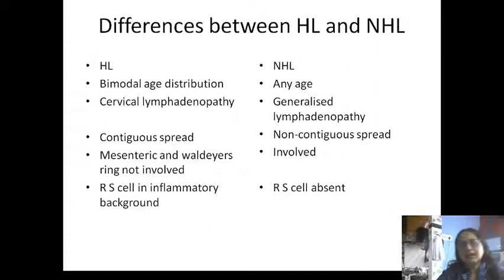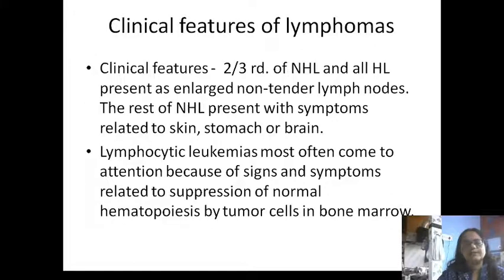And on the other hand, non-Hodgkin's lymphoma can occur at any age, in any age group of the population. It results in generalized lymphadenopathy, not only cervical lymphadenopathy but generalized lymphadenopathy, and non-contiguous spread, not in a chain fashion, and mesenteric nodes and Waldeyer's ring are involved and Reed-Sternberg cells are absent.